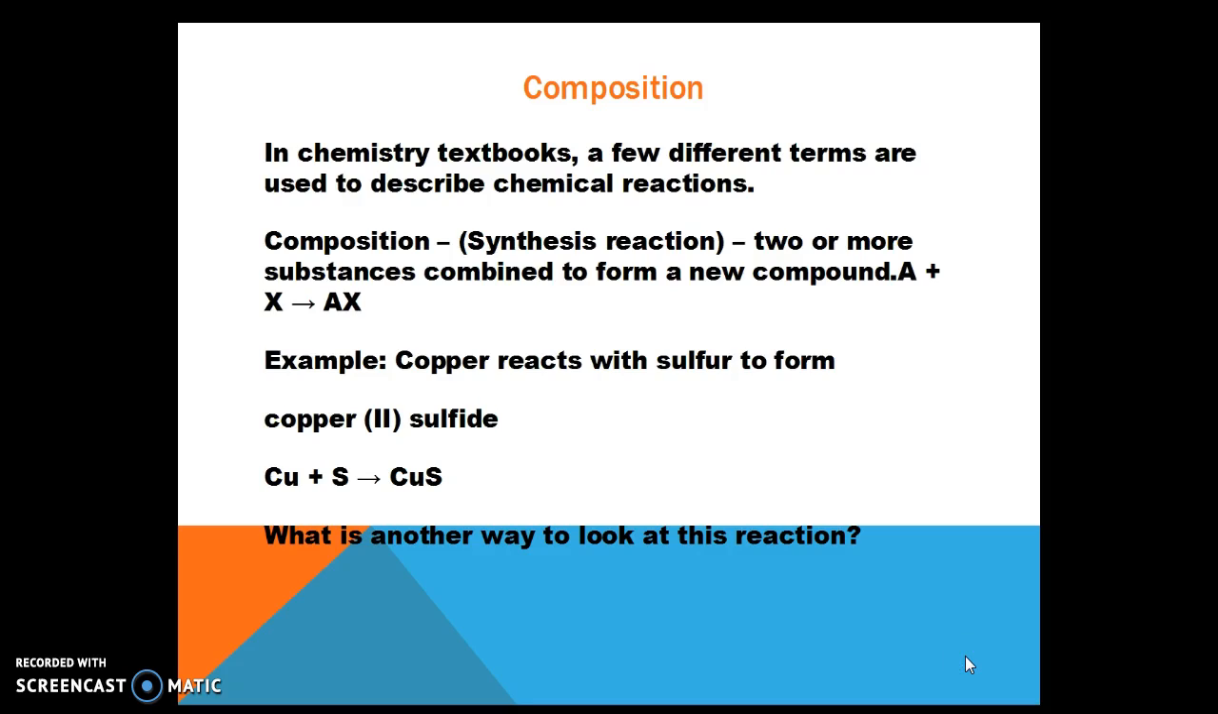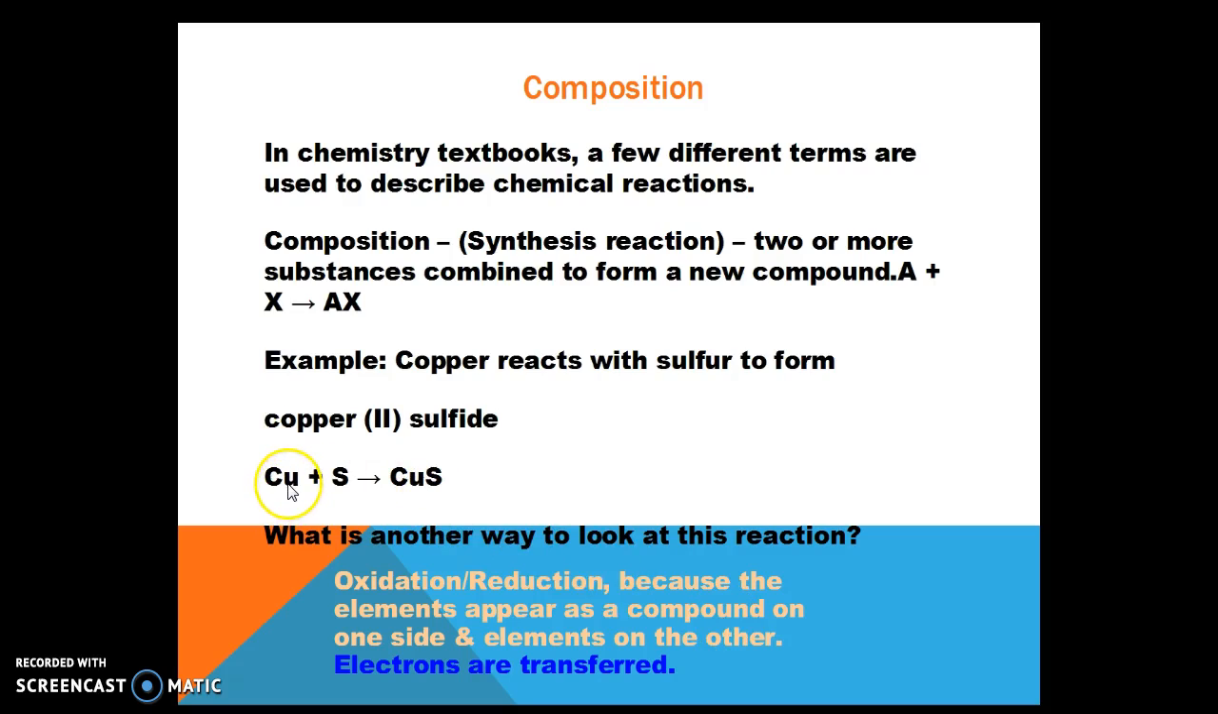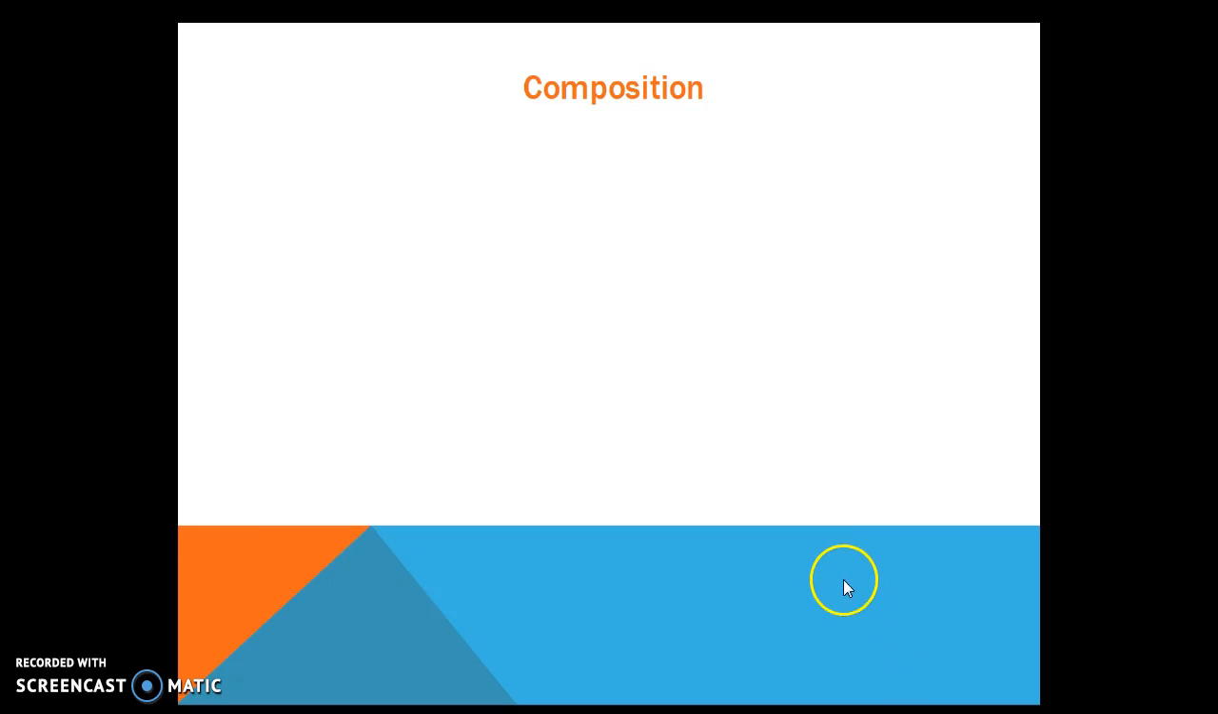What's another way to look at this reaction? You can discuss this and turn the video back on. Well, oxidation-reduction is happening because the element copper appears on the left side as an element, and on the other side it appears as part of a compound with a +2 charge. The sulfur, which is an element here, appears as the sulfide on the product side of the equation. And of course the physical characteristics of the copper and sulfur are much different from the copper sulfide. Therefore electrons are transferred. This is an oxidation-reduction.